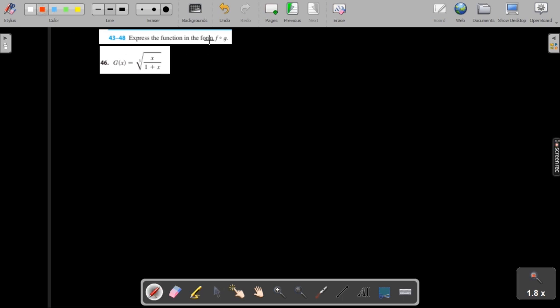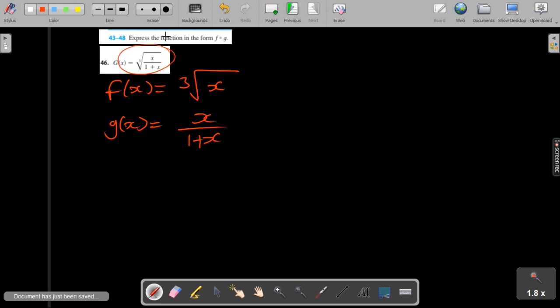So we are asked to express this in the form f of g. So we have to figure out what f is and what g is. Remember that g would be substituted wherever you have an x in f. So your f would most probably be this, and your g will now be x over 1 plus x, because if you now substitute g wherever you see an x into f, then it would just be this function.